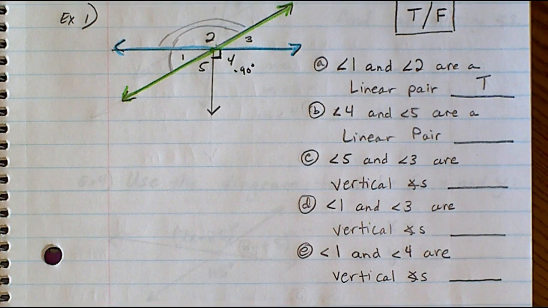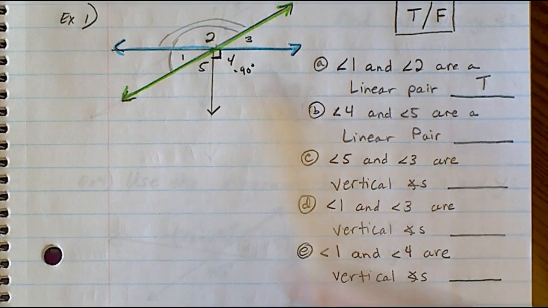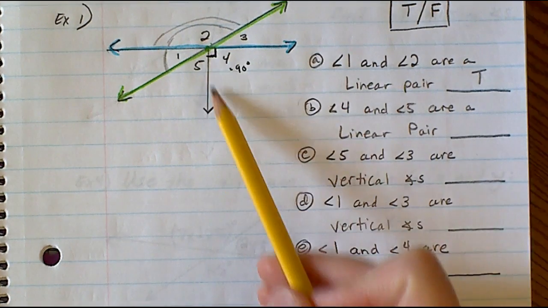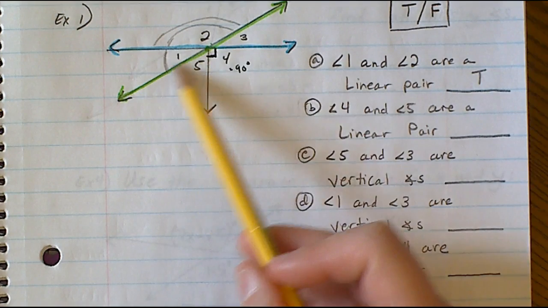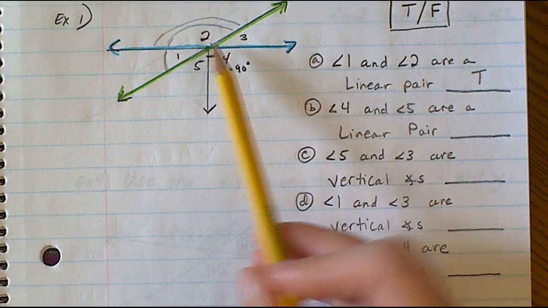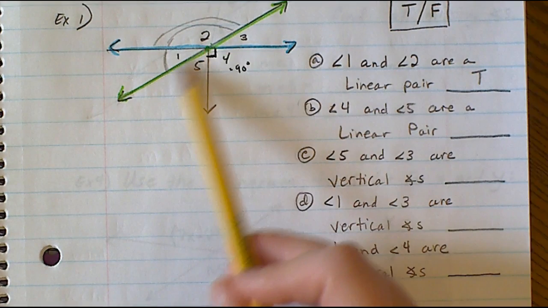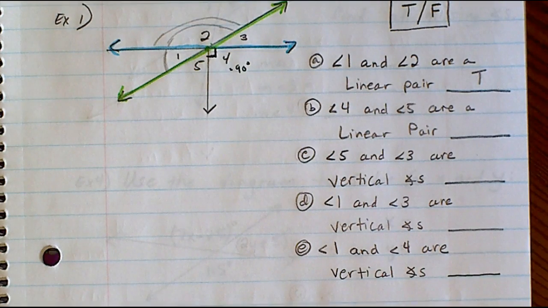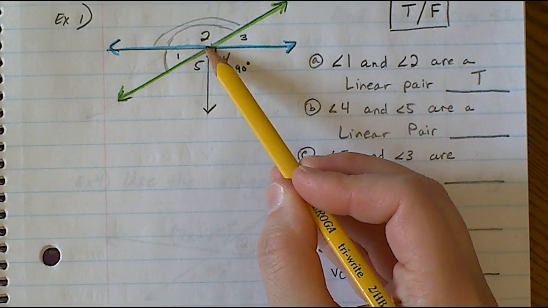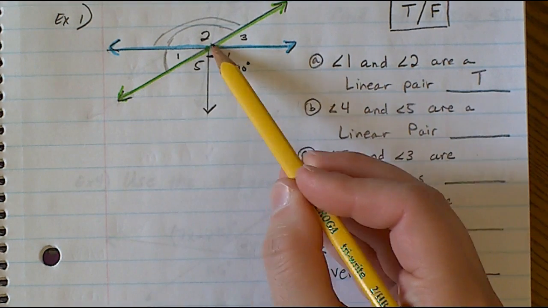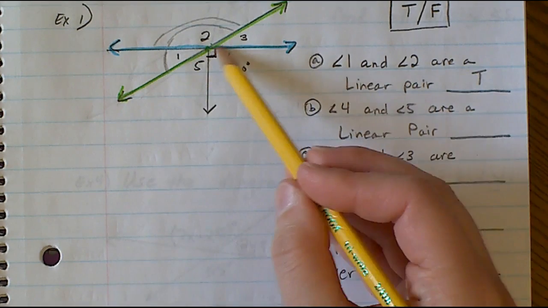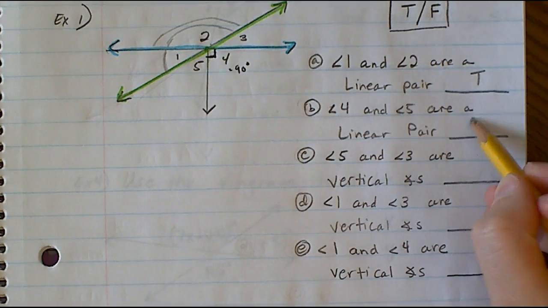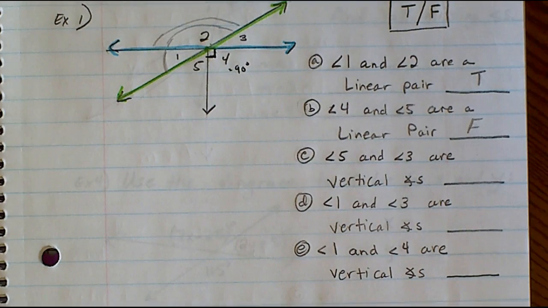4 and 5 are a linear pair, true or false? 4 and 5 are adjacent, they share a common side, but if I look at their non-common sides, that'd be this green one and this blue one here, those non-common sides are not opposite rays because they're not going in completely opposite directions, even though they do have a common vertex. So because these are not opposite rays, 4 and 5 are not a linear pair.